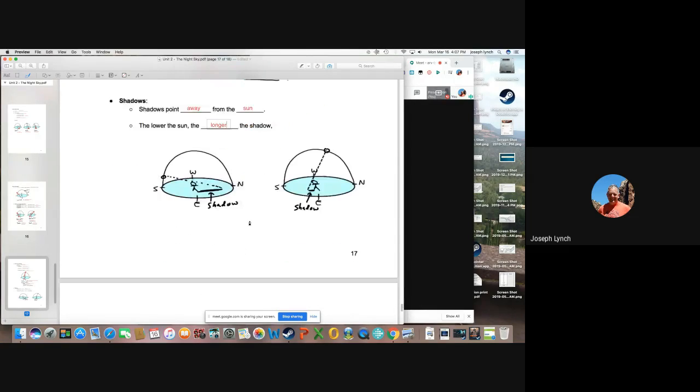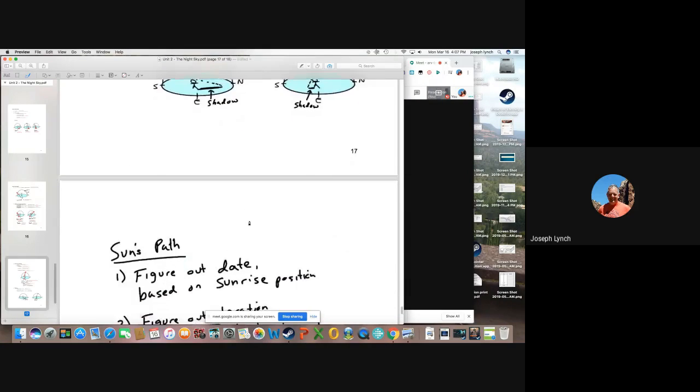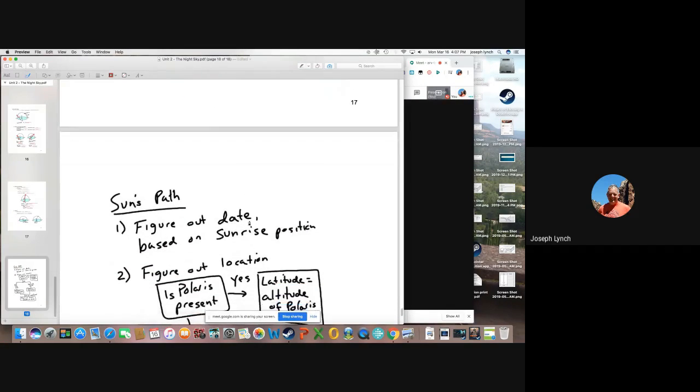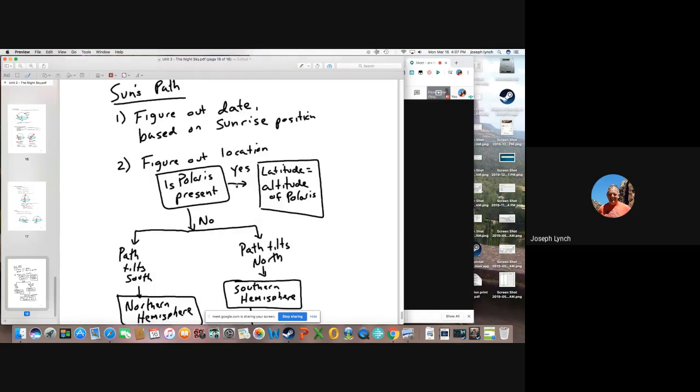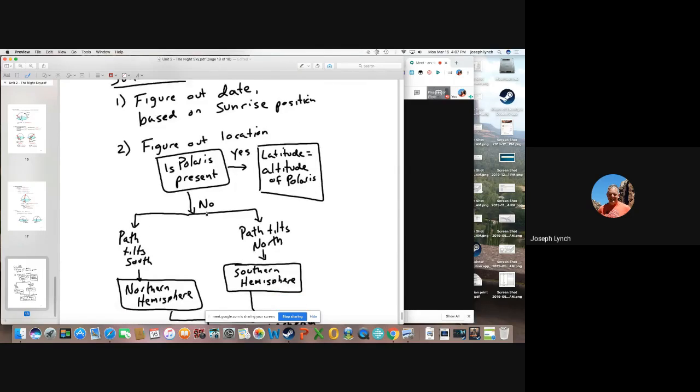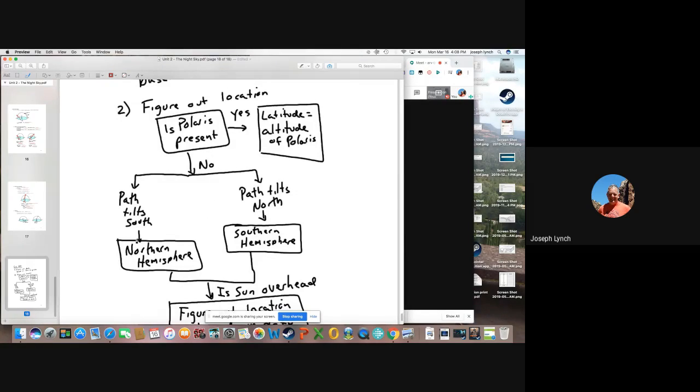Now this last page in your notes is just a flow chart that tells you what to do. All right. So when you see one of these arcs, the first thing you're going to do is look at the sunrise position and figure out the date. If it's due east, you know it's going to be September or March 21st. Then you look for the location. If Polaris is present, you're kind of done. You just write down what the latitude is. If it's not, figure out which way it tilts. And if the path tilts south, you're in the northern hemisphere. Path tilts north, you're in the southern hemisphere.